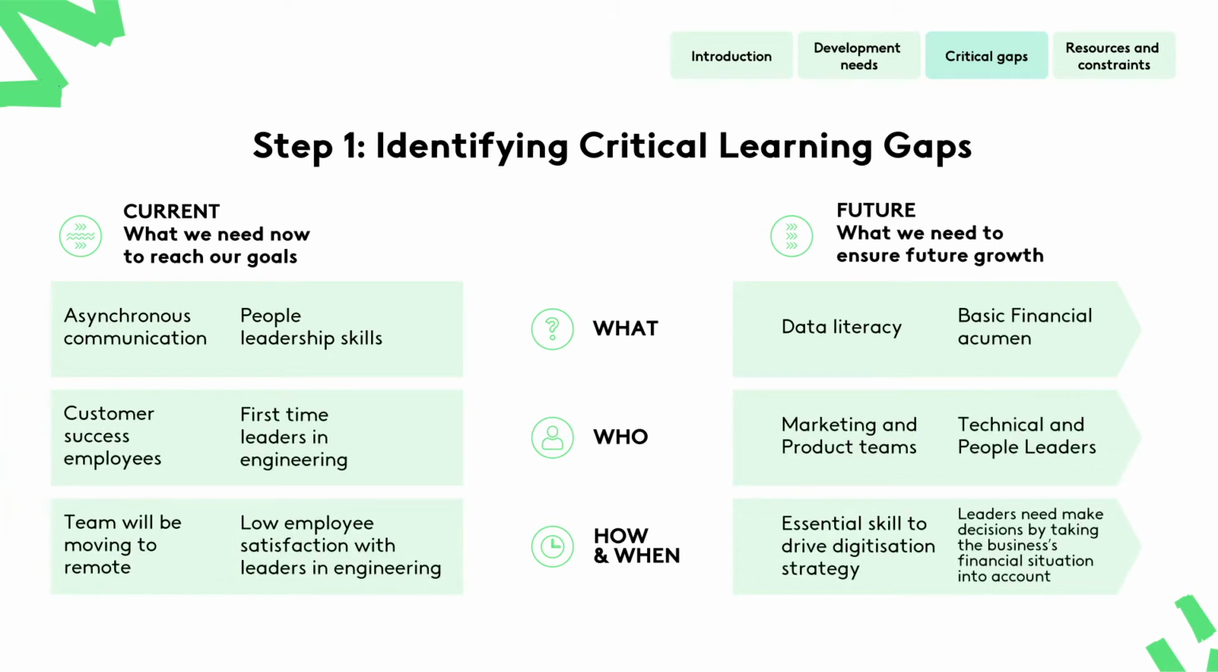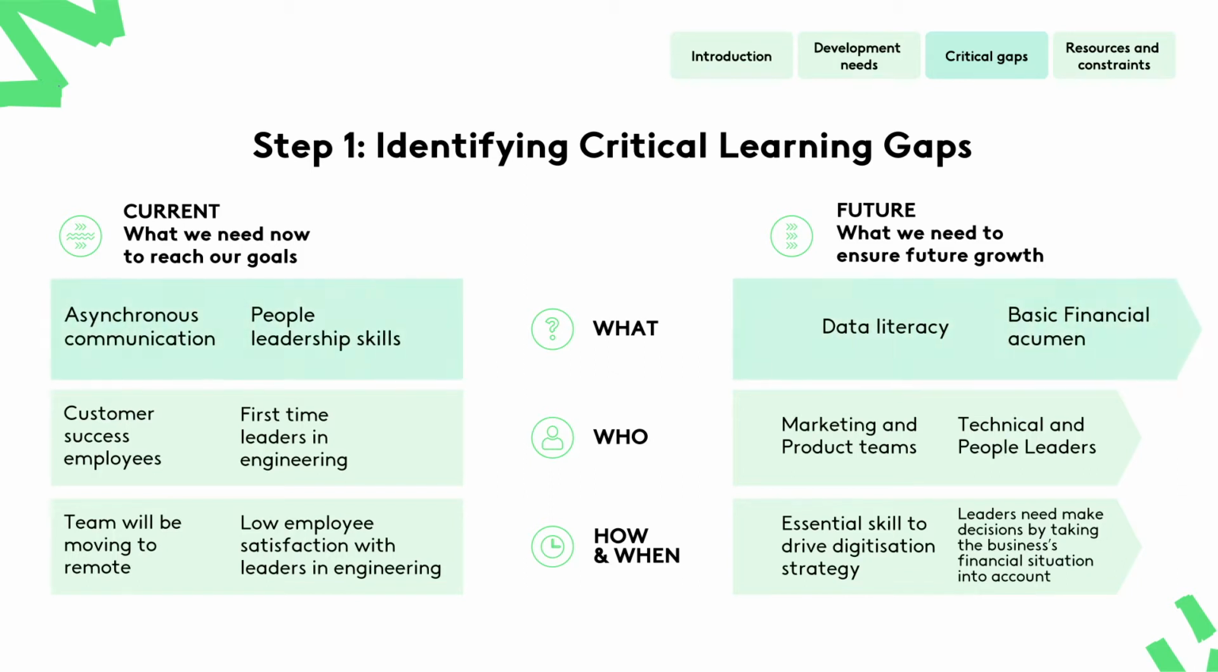to be addressed. For example, you can see that a current learning gap that exists in the organization is asynchronous communication amongst customer success employees. And this is because the team will be moving to remote and has to juggle between different time zones. You can also easily see that a future learning gap that exists is data literacy for the product and marketing teams. This is because they need it to drive the digitalization strategy forward.